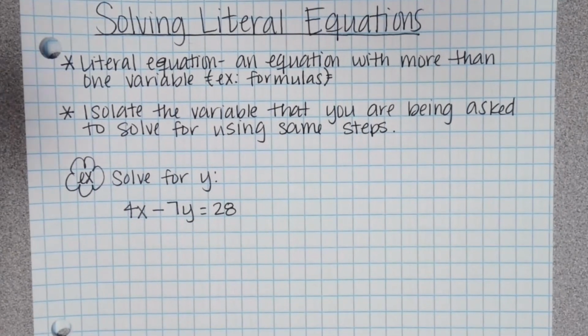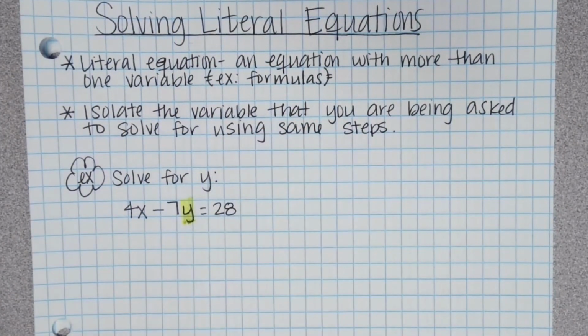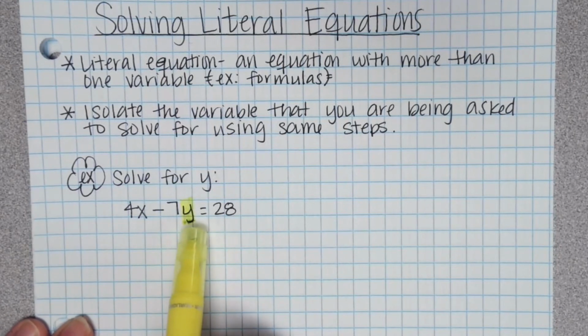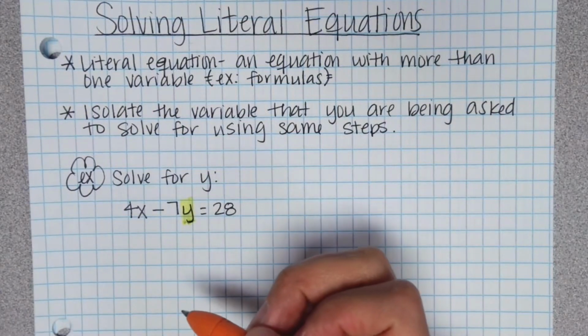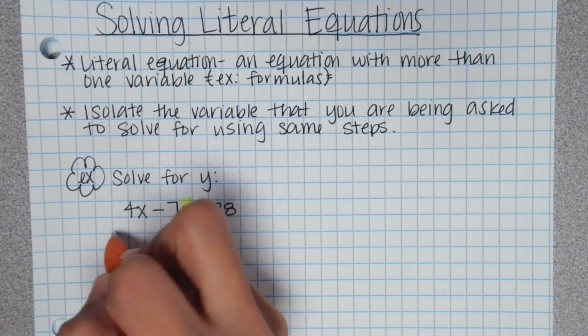Okay? So we want to solve for y, meaning we want to get that guy all by himself. So we don't want to move him around anywhere. We want to keep him exactly where he's at. What can we move? You can move the 4x. Okay? And how am I going to do that? Since it's a positive number, you subtract 4x.